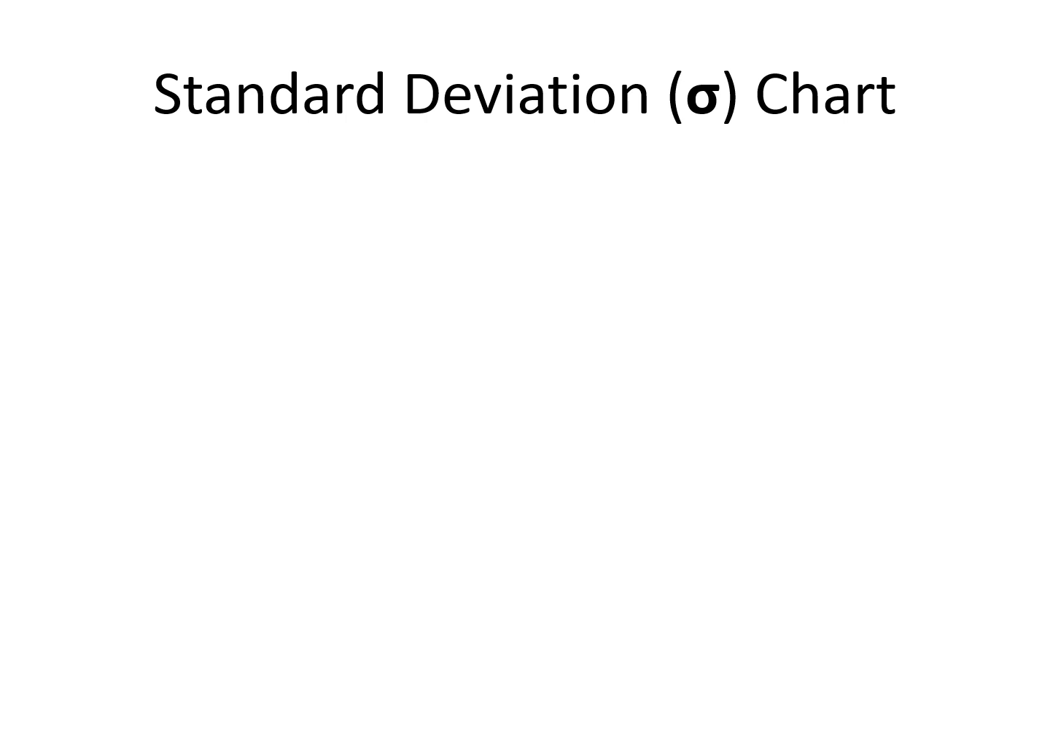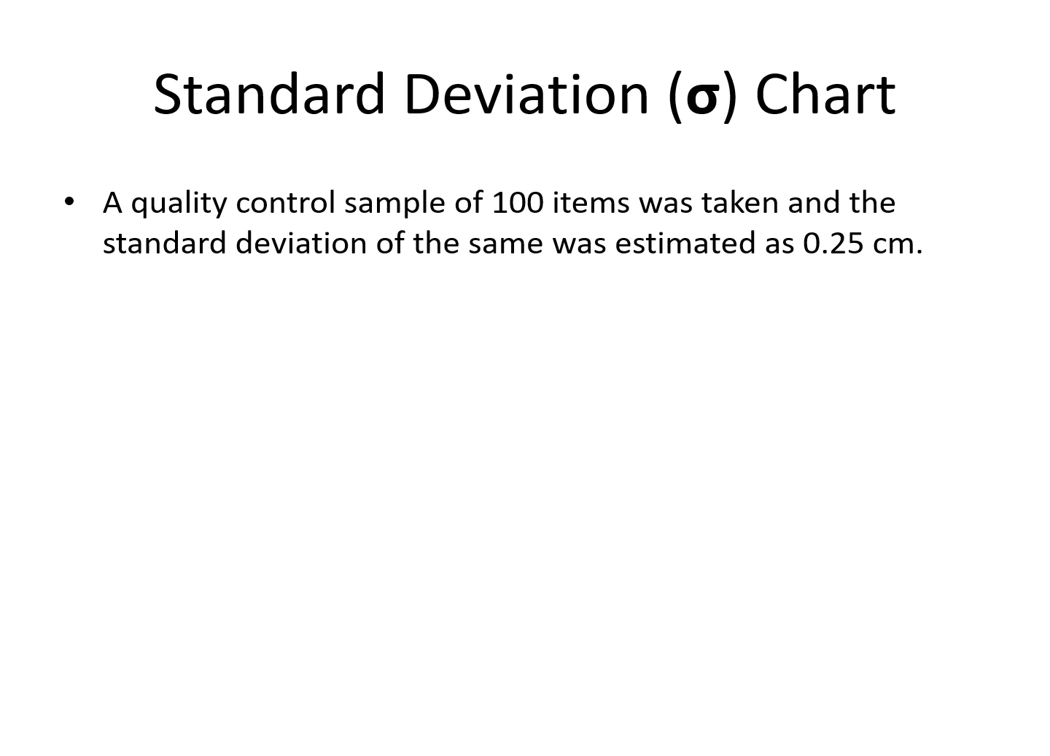Let us try and understand the concept of the standard deviation chart, or the sigma chart, with the help of a simple problem. The problem is a quality control sample of 100 items. The sample size of 100 items was taken and the standard deviation of the same was estimated as 0.25 centimeter. See here, the standard deviation has been mentioned in centimeter, which means the samples which we have taken can be measured, and the dimension is in centimeter.